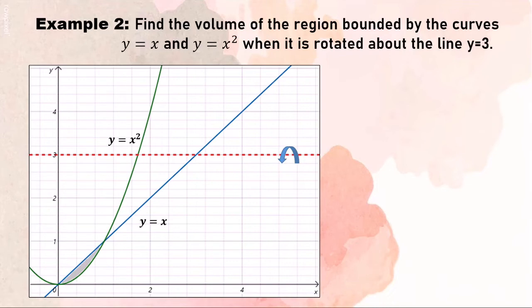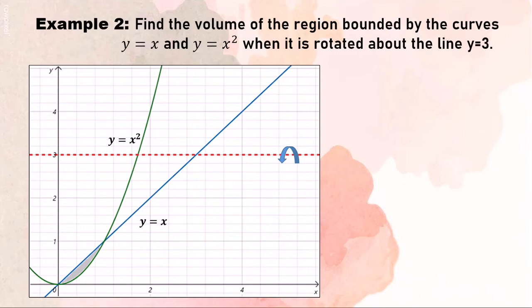Compared to example 1, which is rotated around the x-axis, example 2 is rotated about the line y equals 3, which is parallel to the x-axis. And also, the interval in example 2 is from 0 to 1. Next is to identify our outer radius and inner radius. So our starting point will be from y equals 3.